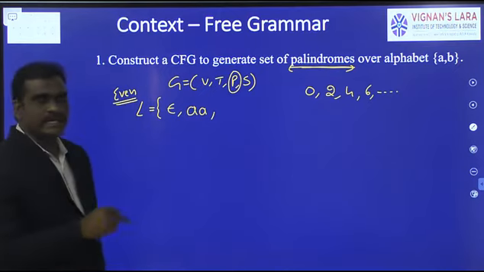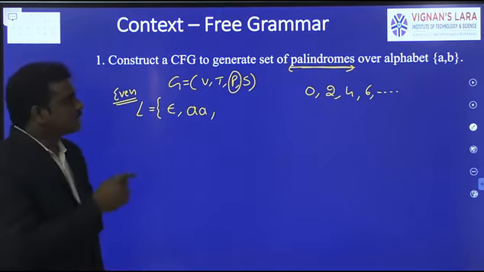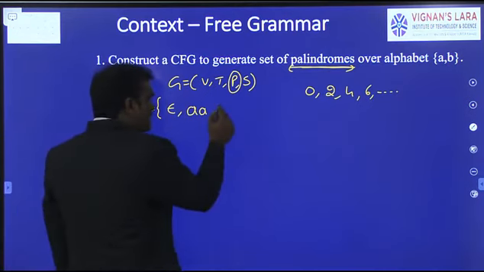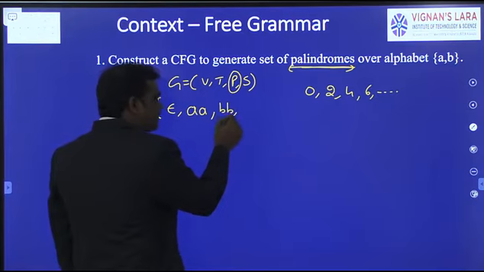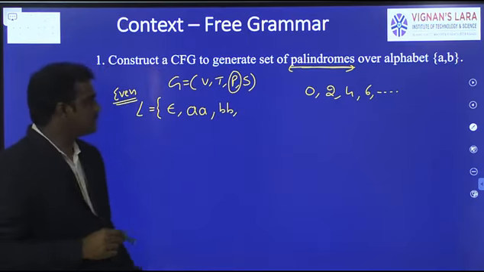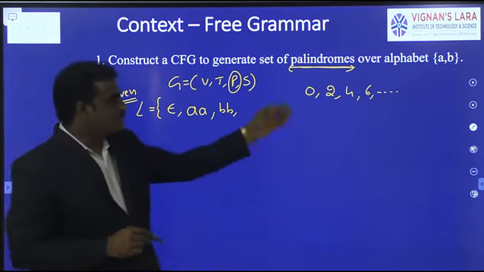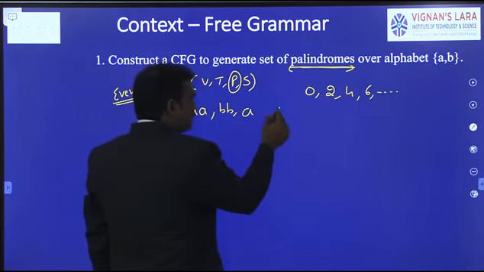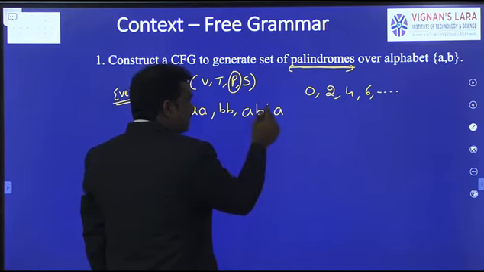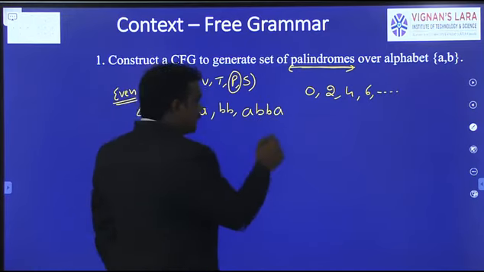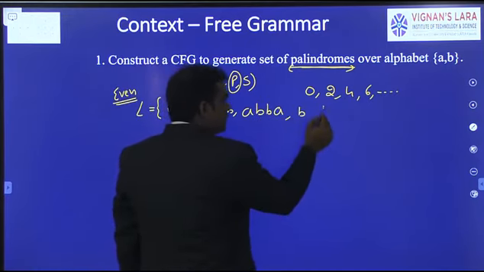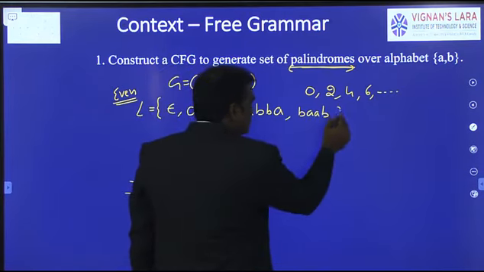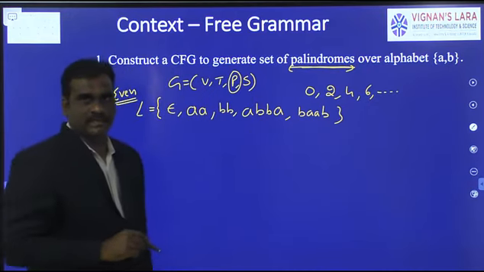Here the alphabet is A comma B, so the strings are combinations of A's and B's only. Same way, suppose the string starts with B, it ends with B also. So this is string length 2. Next one, string length 4. Suppose the string starts with A, ends with A, the second symbol B, ends with B. Otherwise, B, A. Okay. So these are some of the valid strings.